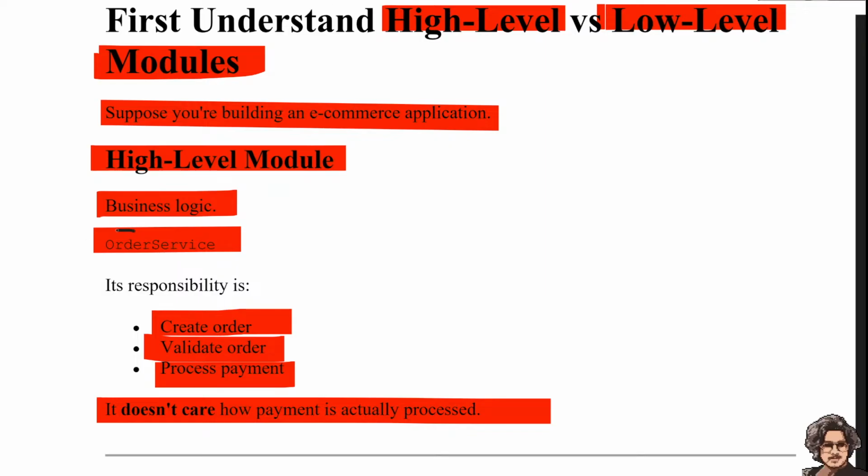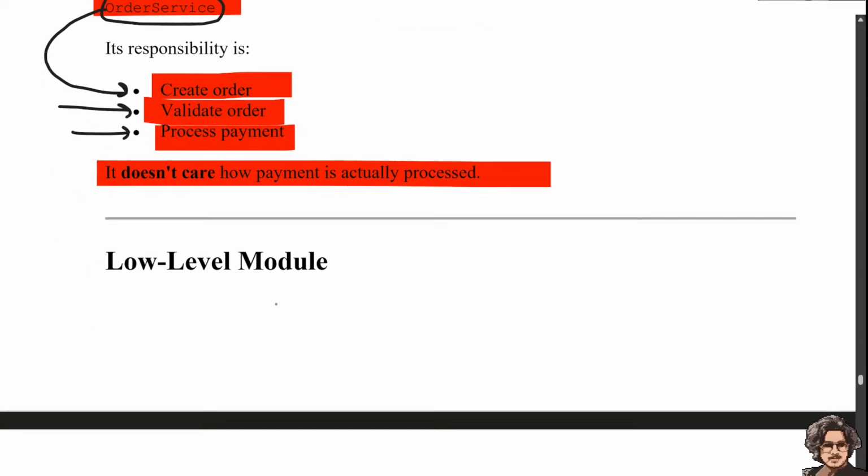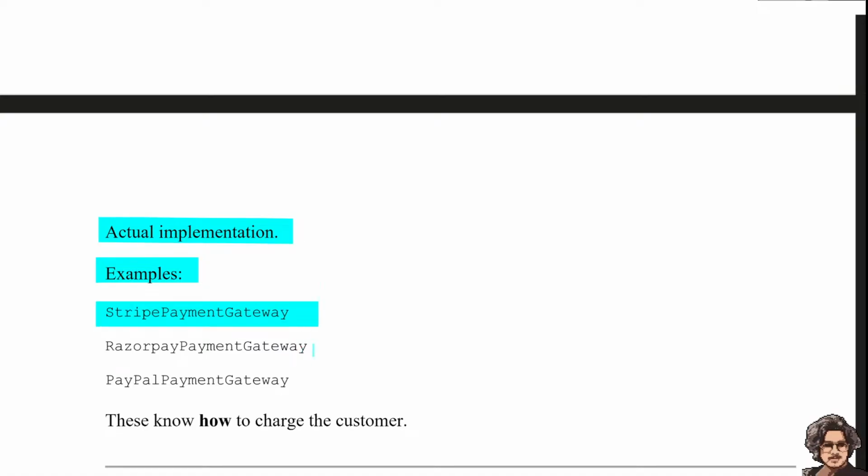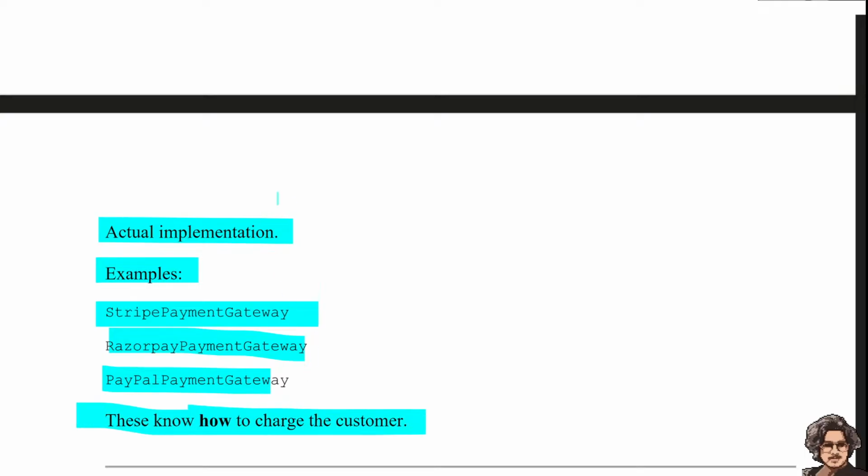So we have business logic in the order service, in which we are creating the order, validating the order, and processing the payment. We don't care how the payment is actually processed. When we talk about the low level module, that is the actual implementation. For example, payment will be done by the Stripe payment gateway, or the Razorpay gateway, or the PayPal gateway, and these know how to charge the customer. So the implementation happens here.